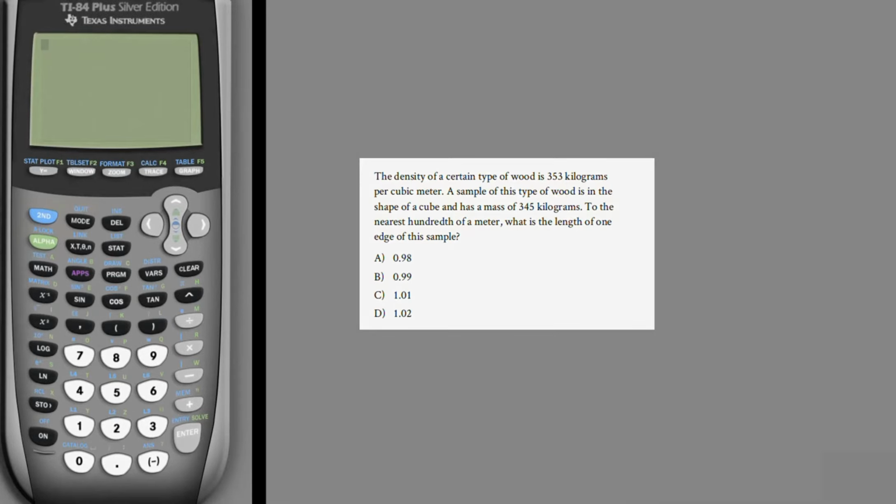In this video, we are going to learn how to solve the certain mass problem easily and fast. Okay, so let's get started. The question says the density of a certain type of wood is 353 kilograms per cubic meter. A sample of this type of wood is in the shape of a cube and has a mass of 345 kilograms. To the nearest 100th of a meter, what's the length of one edge of this sample?